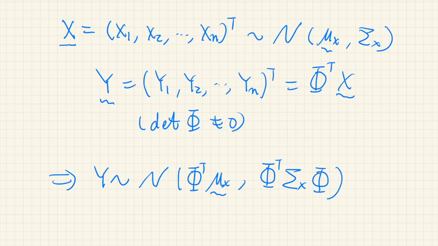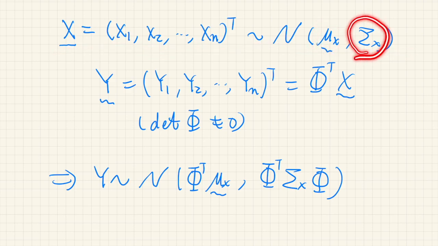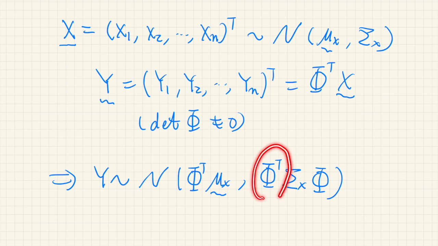Alright, in this video, we show that the linear transformation of a Gaussian random vector is also a Gaussian random vector. More specifically, if x is a random vector that follows a normal distribution with the mean of mu x and the variance covariance of sigma x, and if we transform this vector x by the linear transformation defined by this matrix phi to define a new random vector y, then this random vector y follows another normal distribution with the mean of phi transpose mu x and the variance covariance of phi transpose sigma x phi.